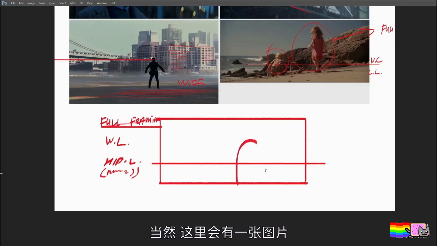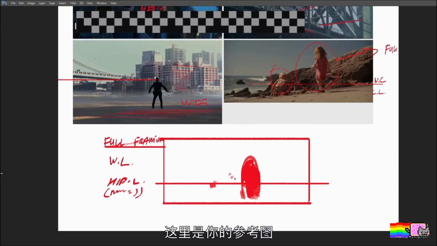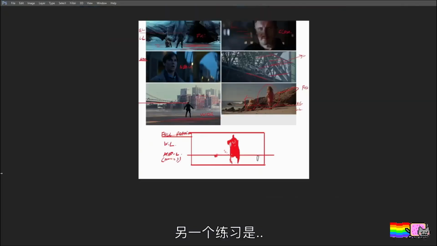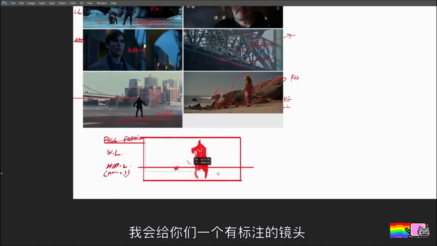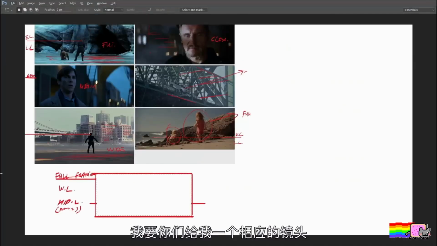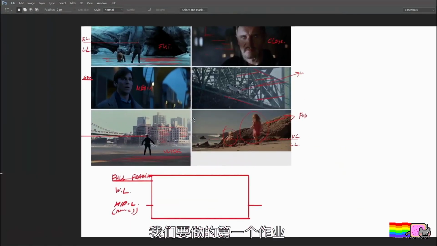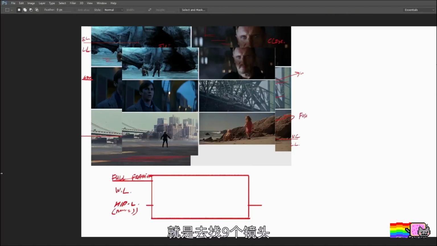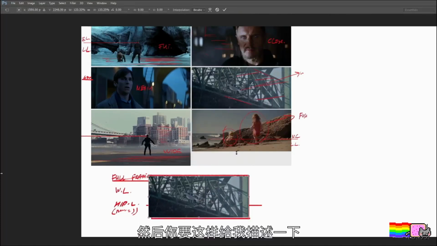But obviously we will be seeing a picture here. This would be when you have a reference, and then you will see the picture and you will do this exercise. And another exercise I want you to do is where I give you a frame with all those ratings, and I want you to come up with a frame for me, which is basically what I did. Let's just recap it. The first assignment: you will pick a frame like this, like nine of them, and then you will have to describe it for me, right? Like this. You'll have to go and analyze it for me.